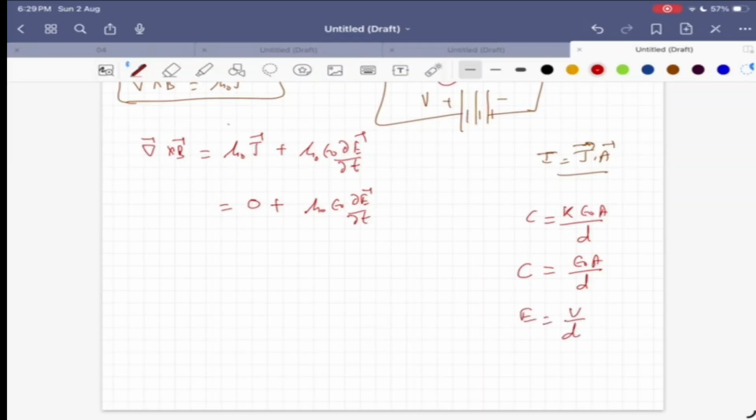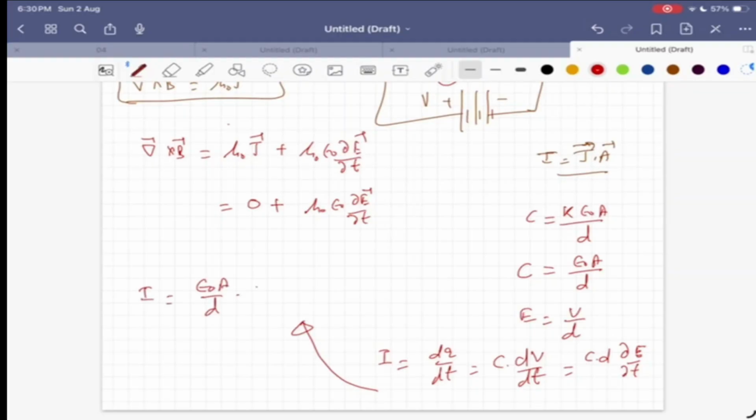So if we take the current value dq by dt, and q is CV and V is Ed, so if I take dE by dt, now I can put the value of C, the capacitance. So equivalent current, I will have epsilon naught A by d times dE by dt. So d cancels out, so epsilon naught A dE by dt, and I by A is J, so J is epsilon naught dE by dt.